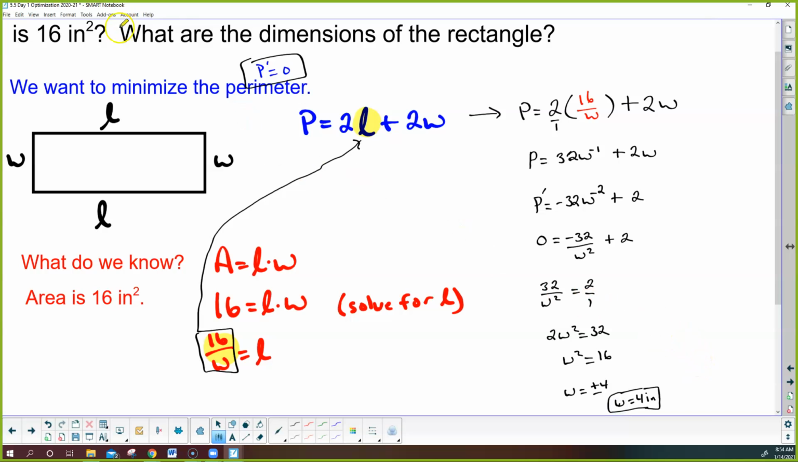All right, so they asked me to find the smallest perimeter, but to do that, I need the dimensions. So just like we did in Algebra 1, once we do substitution, so now we have all one variable, I solve for that variable, but now notice, if I want to figure out what L is, well, L is just 16 divided by W.